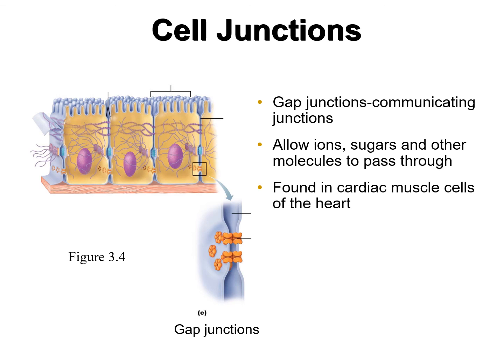You'll find gap junctions in cells such as cardiac muscle cells, and it's one way that the cardiac muscle cells can coordinate contraction as ions pass from one cardiac muscle cell to the next.